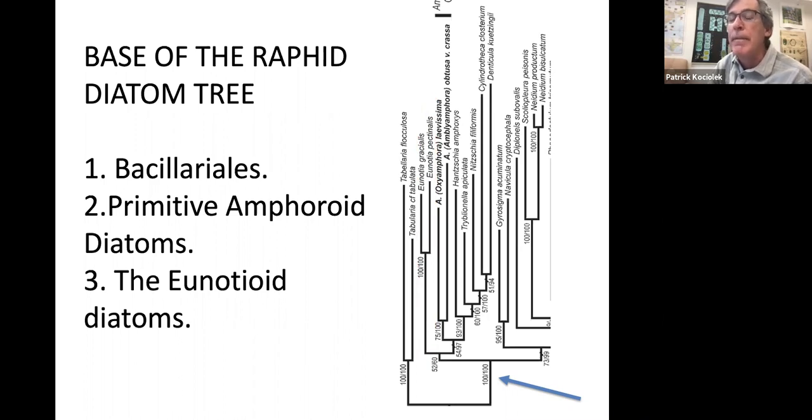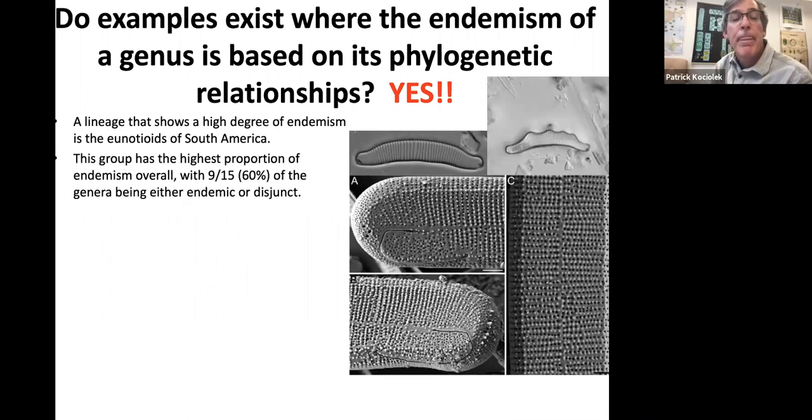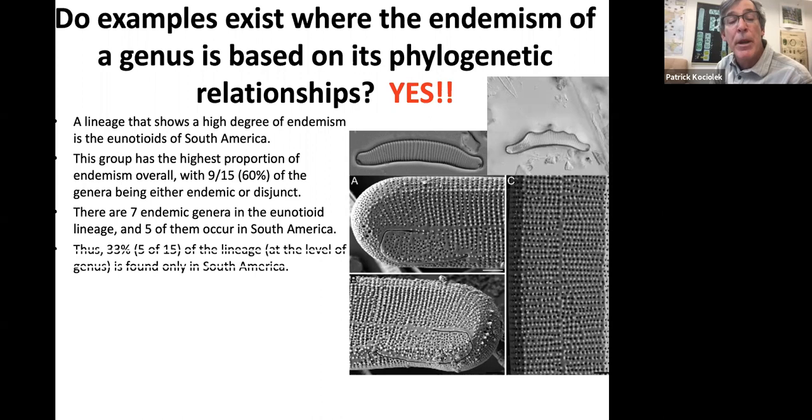we need to broaden our horizons. As a matter of fact, this Eunotiales is not a Northern Hemisphere problem. This is a Southern Hemisphere problem, and we need to get collaborators across the Southern Hemisphere to work on this problem. Because this group of diatoms actually has the highest level of endemism of any lineage of diatoms. 60% of the genera in the Eunotiales are endemics. There are seven endemic genera, five of which are in South America.